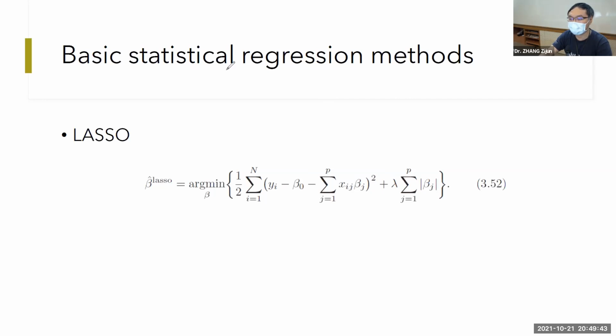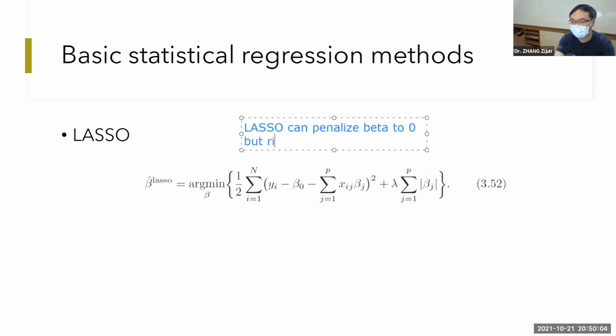Then what is lasso? Lasso also has an extra term, but it penalizes the absolute value of beta. The big difference is that lasso can penalize beta to 0, but ridge can only penalize beta infinitely approaching 0.